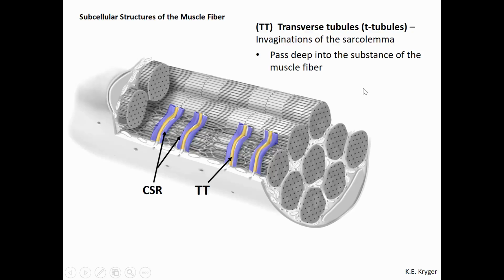So they pass deep into the substance of the muscle fiber, meaning that parts of the cell membrane, the sarcolemma, are actually being carried deep into the muscle fiber. So if this is a round tube, we're going deeper into the cell itself.